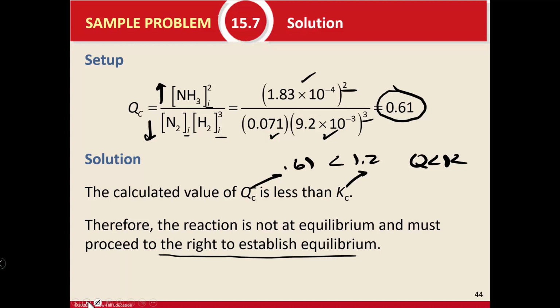That ratio, I want you to think of it in terms of a ratio. This ratio is less than 1.2. How do we change these concentrations so the ratio gets up to 1.2? That means the product has to increase and the reactants have to decrease to do that.